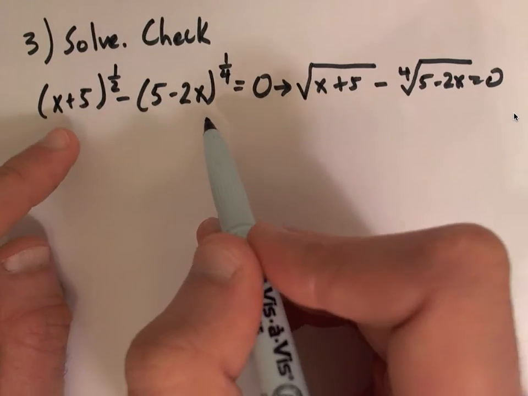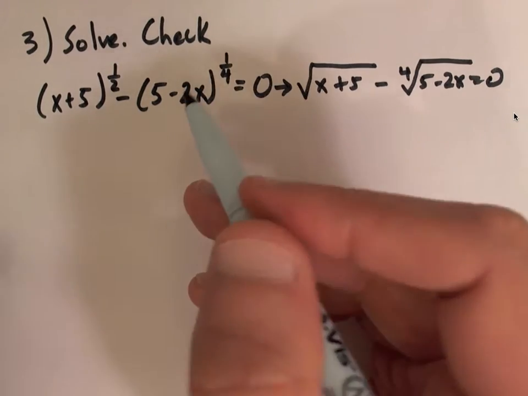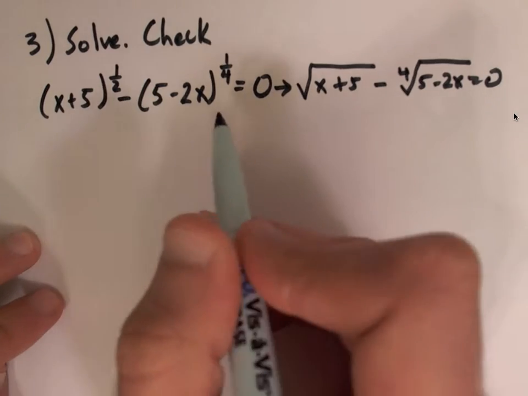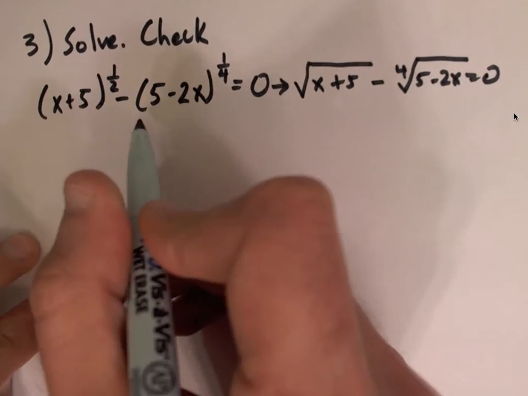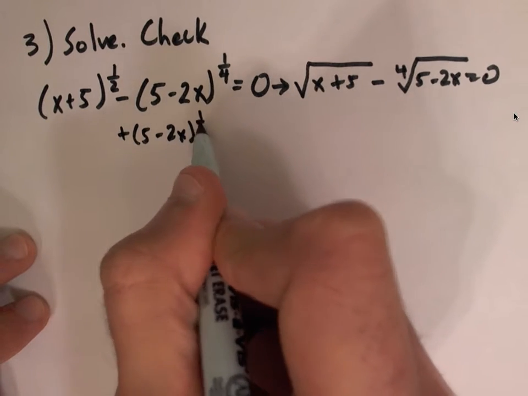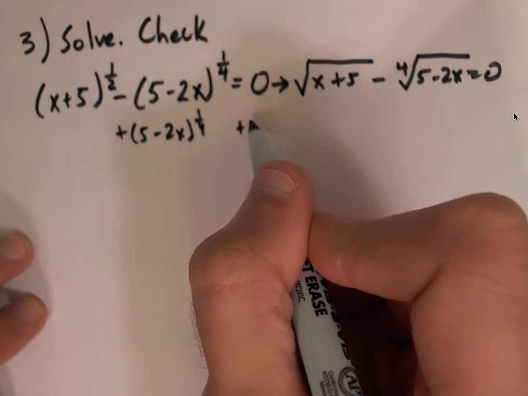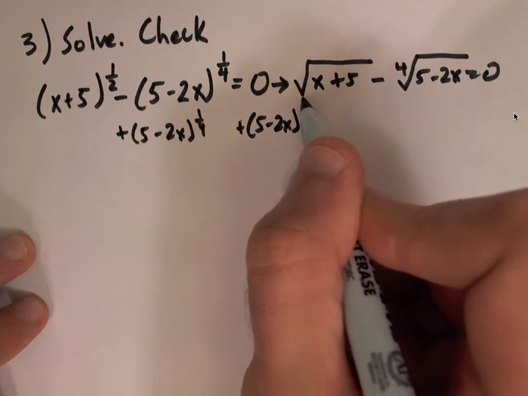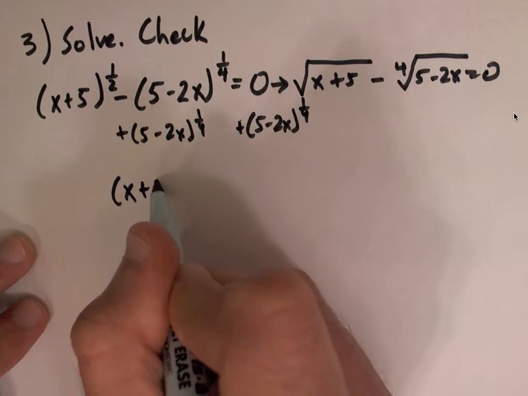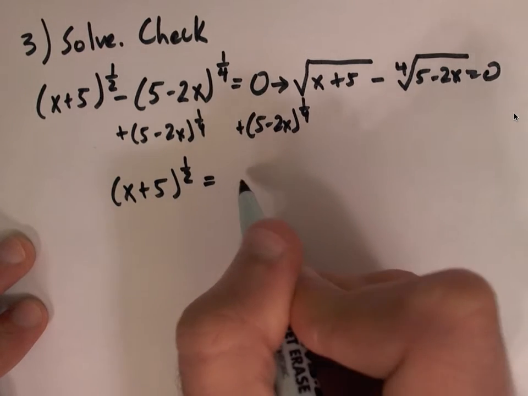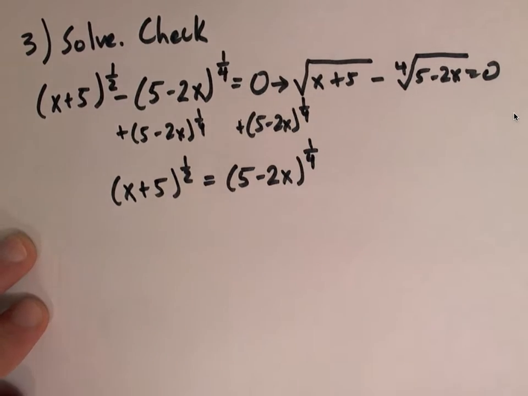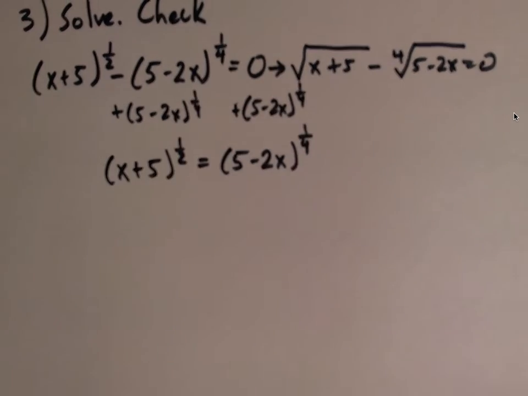So this time, rather than isolating, because we can't just get one of them by itself, we've got to kind of deal with them together. So let's move this one over to the other side. We're going to add 5 minus 2x to the 1/4 to both sides. 5 minus 2x to the 1/4, which is again the fourth root. So we're going to get x plus 5 to the 1/2 equals 5 minus 2x to the 1/4. Okay? So they're just kind of on both sides there.